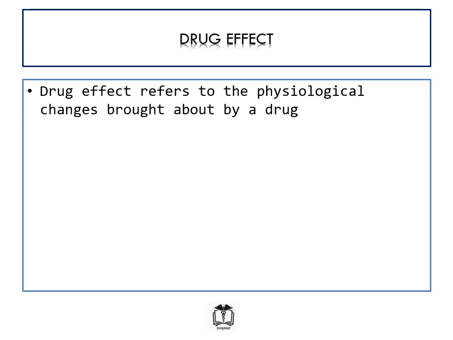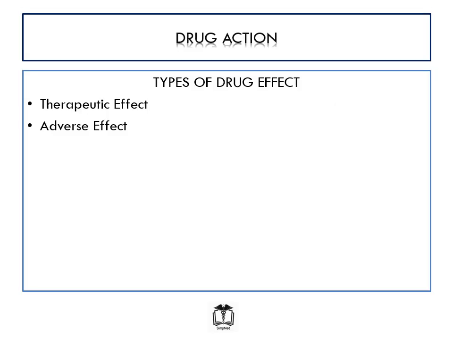Drug effect, in terms of definition, refers to the physiological change brought about by a drug. And these are visible changes that we could see as a result of using a particular drug. The physiological changes that we see after using a drug are divided into two types. We could have a therapeutic effect or an adverse effect. Therapeutic effect would be the effect that we want to see when using a drug. It's the reason why we use a particular drug.